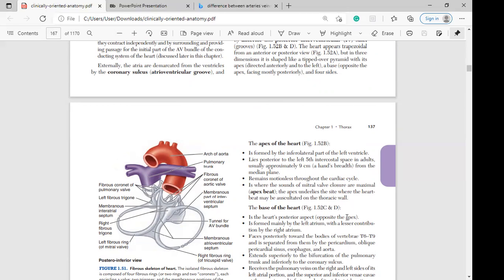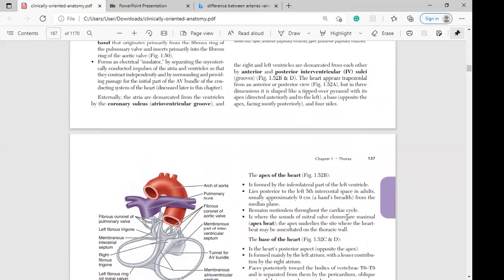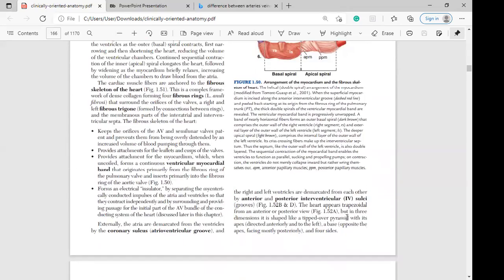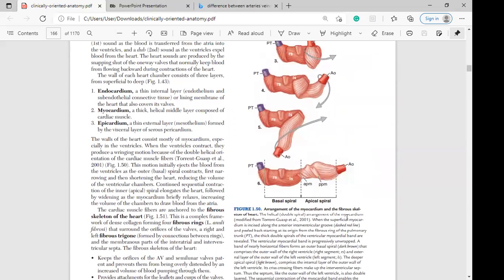Good. What about the myocardium? What does it contain? Cardiac muscles. Good. And then you have the epicardium. The epicardium is the outermost layer, which is in contact with the serous pericardium.